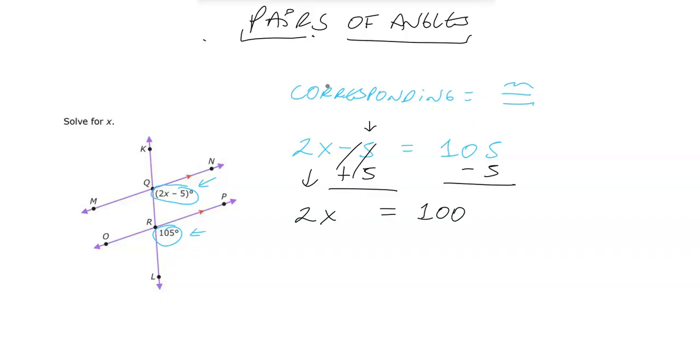Once I have this, the only thing left to remove is 2, which is multiplying the x. For me to undo it or remove it, I need to divide, which is the opposite operation. These two cancel out. My x is equal to 50.